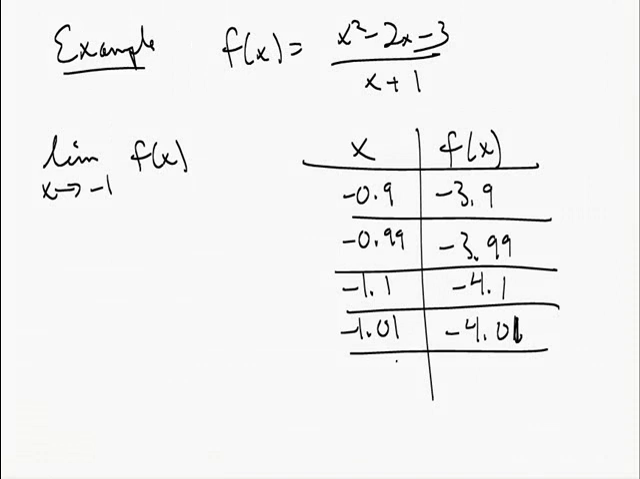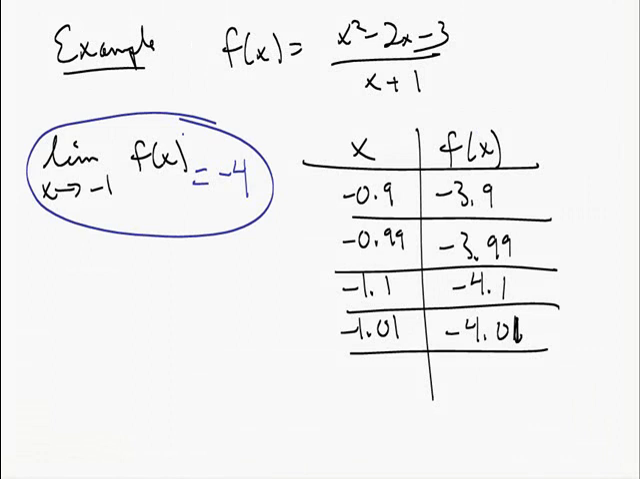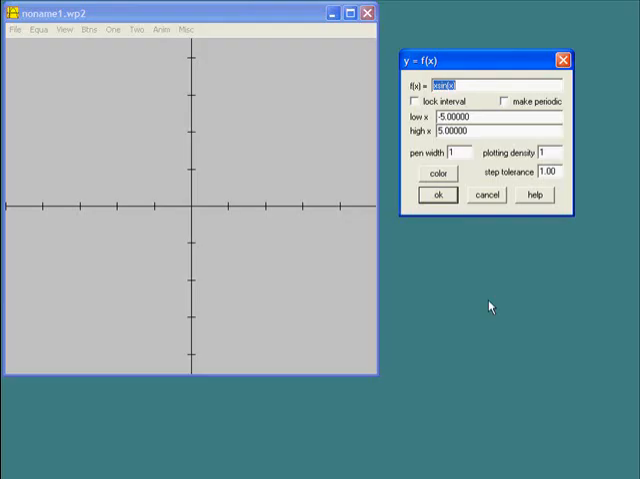We could take negative 1.001 or 0.999 and get closer and closer to negative 1. But what we're going to see in this case is that the function values get closer and closer to negative 4. So we will guess then that the limit as x approaches negative 1 is in fact negative 4. Now we're going to look at methods we can use to actually verify this in 2.3, but at this point, based on the evidence that we have, we would say the limit of our function as x approaches negative 1 is negative 4. Let's see if we can verify this graphically.